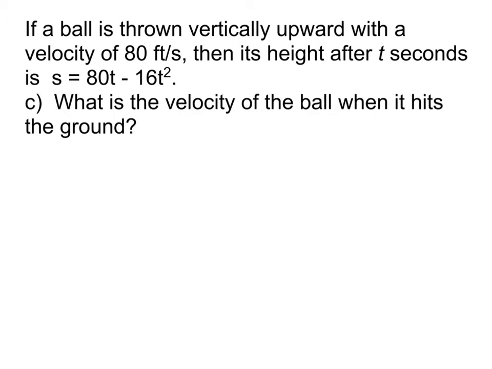All right, so in terms of scheming, planning, how am I going to actually approach this problem? I know it's asking me for velocity. Well, remember before we did in fact figure out what the velocity equation was. We figured out in the previous parts that v of t equaled 80 minus 32t. Okay, so we know the velocity equation.